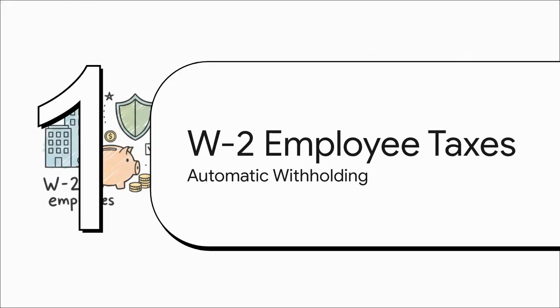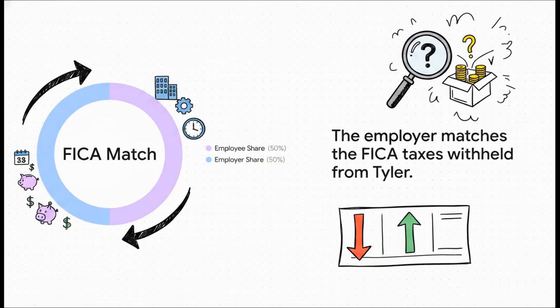Section 2. Taxes for W-2 employees. For W-2 employees like Tyler, taxes are handled through automatic withholding. This means taxes are taken out of his paycheck by his employer before he ever sees the money. It's automatic. It happens with every single paycheck throughout the entire year. But it's not just federal and state income tax being taken out. There are also FICA taxes. The employee pays 6.2% for Social Security on wages up to a certain limit and 1.45% for Medicare on all wages.